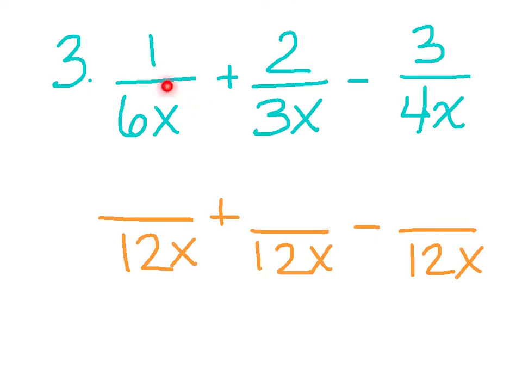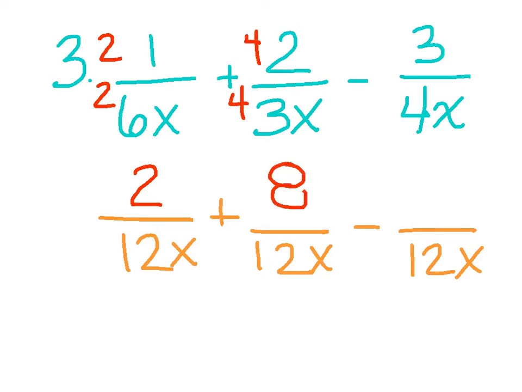So I simply say, how does 6x become 12x? Well, I have to multiply by 2. So on top, 2 times 1 is 2. Now each one's different. How does 3x become 12x? Well, I simply have to multiply by 4. So on top I get 8x. And lastly, 4x becomes 12x by multiplying by 3. So on top I'll have 9.